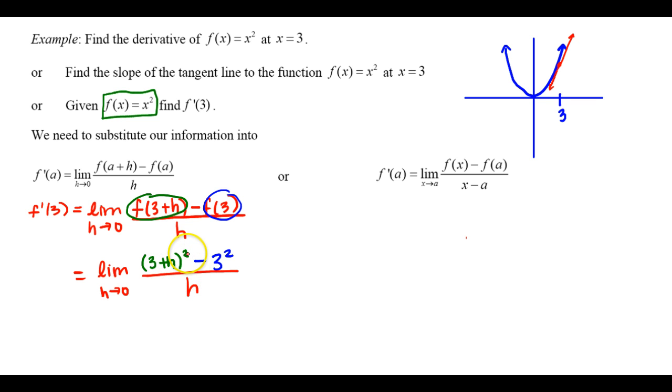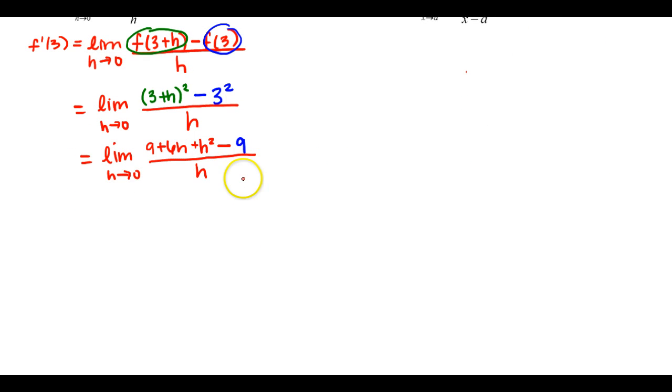And the additional algebra is that we're going to have to expand the quantity 3 plus h squared. So 3 plus h times 3 plus h is going to become 9 plus 6h plus h squared. So all I did was distribute 3 plus h squared. And then minus, well, the 3 squared quantity is 9. And then we have all over h. And this is still the limit as h approaches 0. So let's give ourselves some more room here.